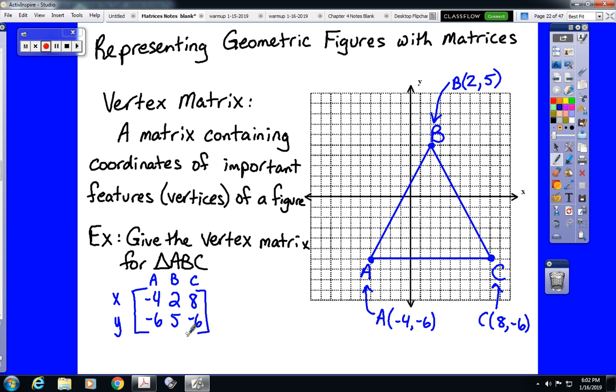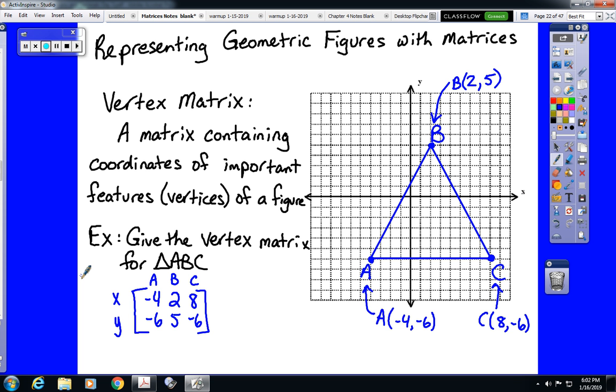Now it doesn't necessarily matter what order you list those columns in. It is common practice, though, to list them in the order that they are connected. So we could have easily switched the second and third column and we would still have an appropriate vertex matrix for this triangle. In fact, since it's a triangle and there's only 3 vertices, you could list them in any order. But for instance, if this were a pentagon or a hexagon or something larger, you would need to pick a starting point and then work your way around the outside as you created the vertex matrix.